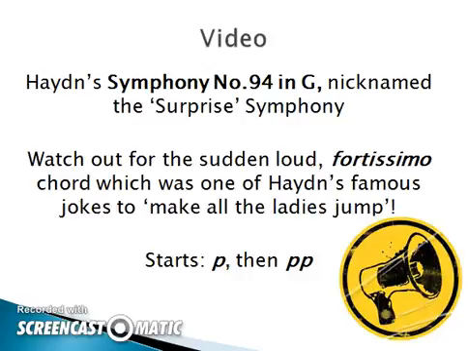I'd like you to listen to a clip of the following piece entitled Symphony No. 94 in G by F.J. Haydn. This piece was nicknamed the Surprise Symphony because Haydn set the expectations early in the work for soft dynamics and surprised the audience with an abrupt and unexpected fortissimo chord, which was one of Haydn's many famous jokes to make all the ladies jump. The work starts at a piano and then repeats the same music as a pianissimo.